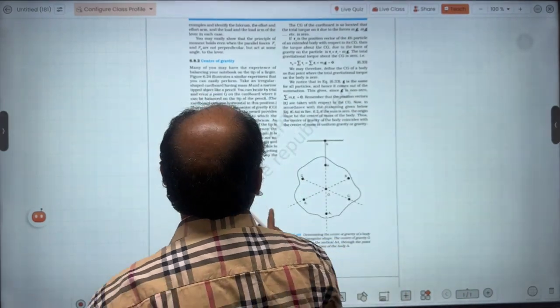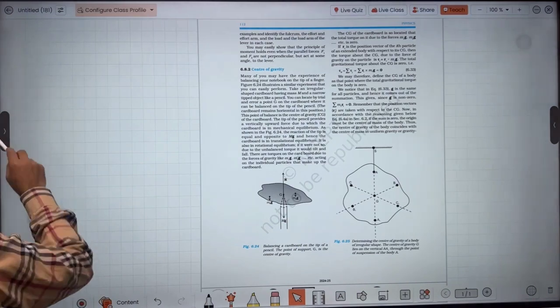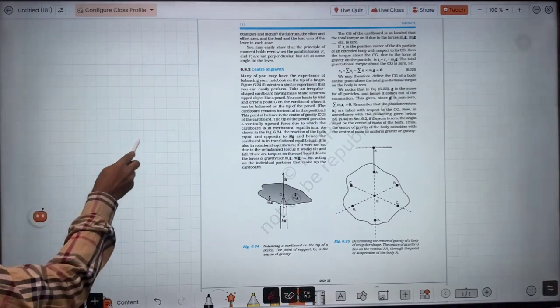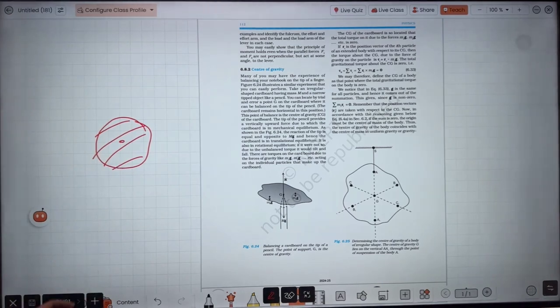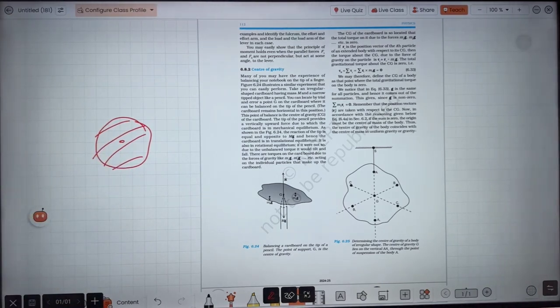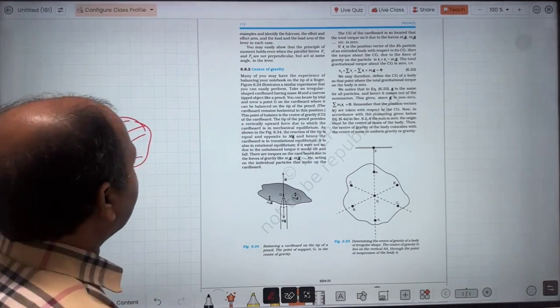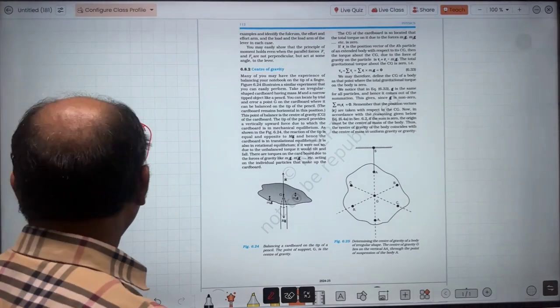Center of gravity. Center of gravity means it is a point. Suppose you are given a body, and it is the point where we assume that the entire force due to gravity is acting. Sometimes if the body is regular, then the center of mass and the center of gravity coincide.